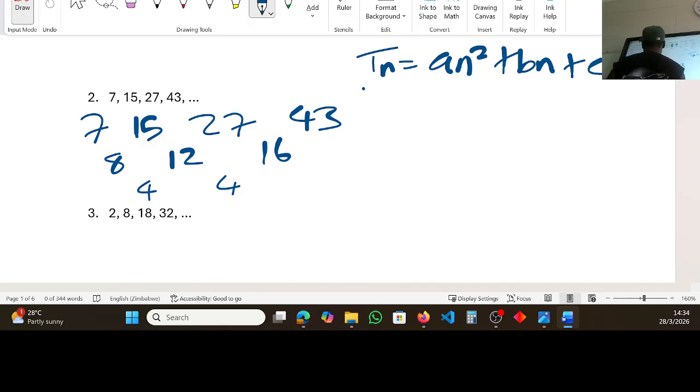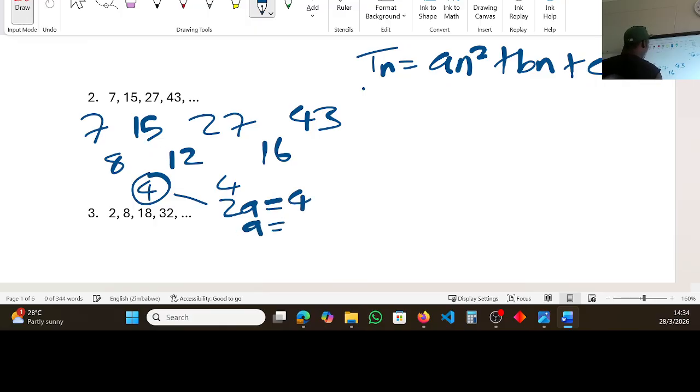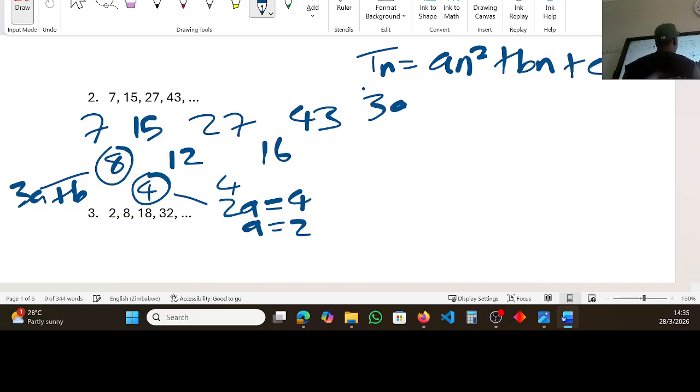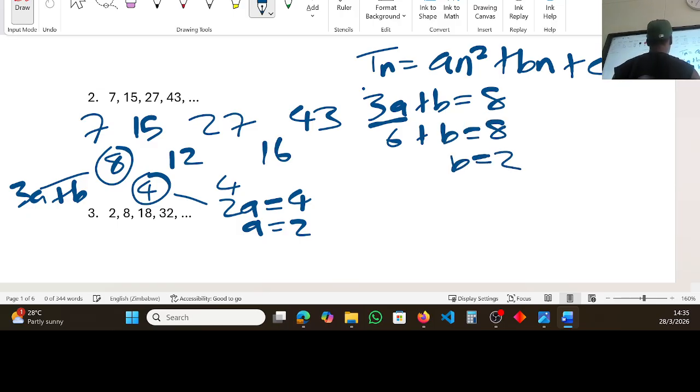And what do we do? This part here is equivalent to 2a, implying that our a is actually 2. But this part here is equivalent to 3a plus b. So I'll do my calculations somewhere here. 3a plus b is equal to 8, but I got a as 2. So 3 times 2 gives us 6, plus b being equal to 8. Therefore, my b is actually 2.